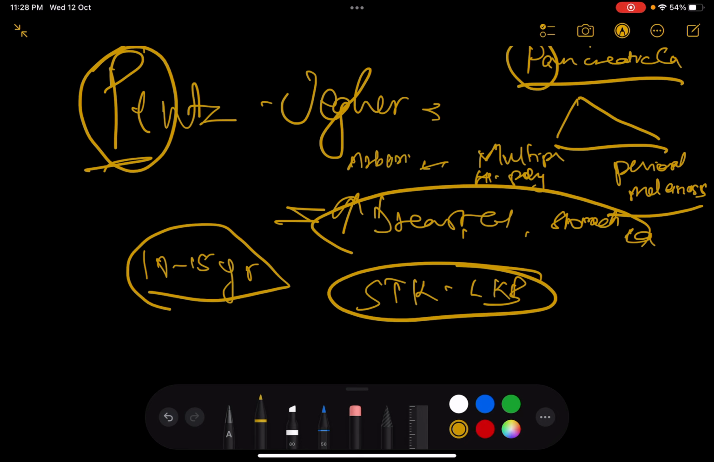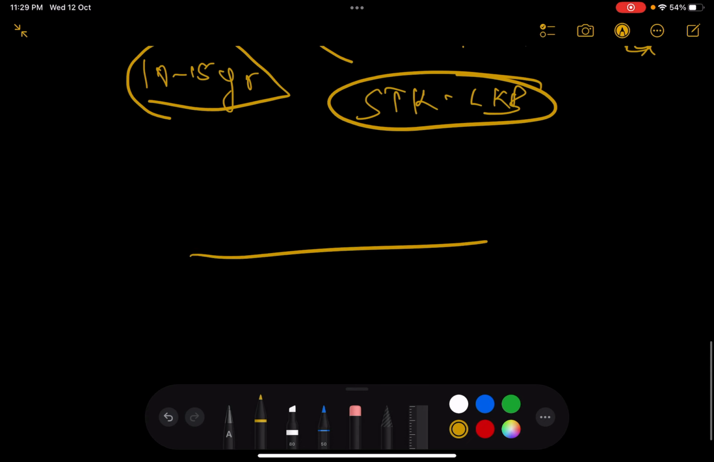Arborizing is a fern-like pattern. So the polyp is something like this. Okay, if this is the mucosa of the large intestine, this is going to be the polyp. It's literally like a fern. It's like a Christmas tree, arborizing pattern.